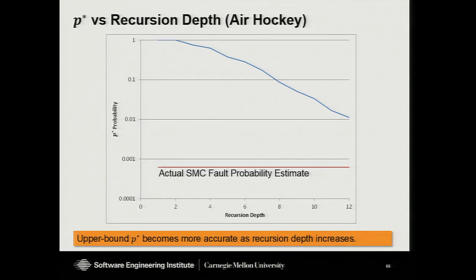Also, it's interesting to remember that scale factor. The P star is in some essence an over-approximation of the probability value. So as we increase the depth, that P star is going to decrease, and it's going to approach the actual fault probability for the problem.